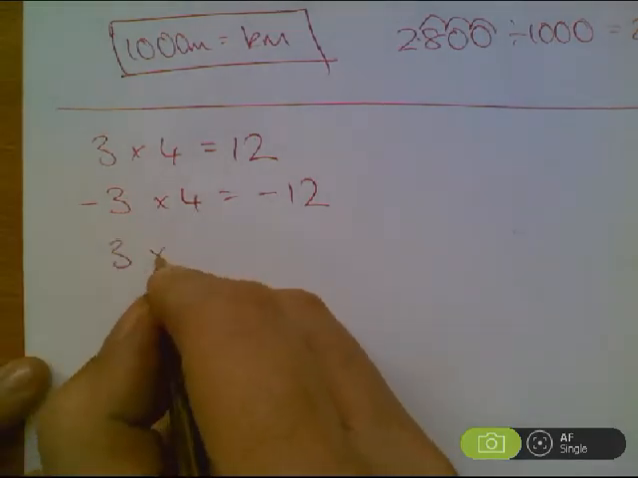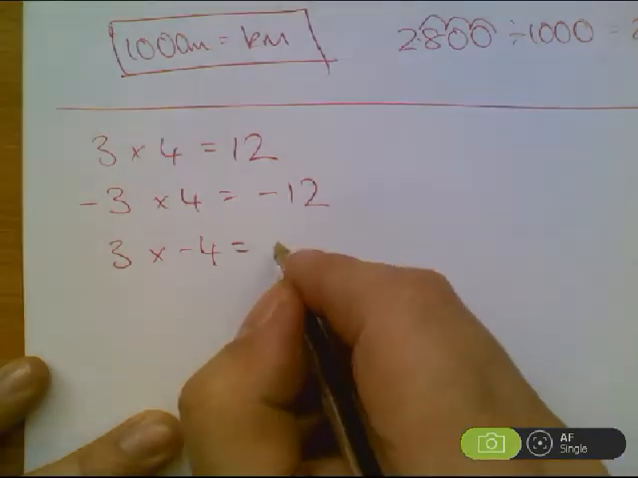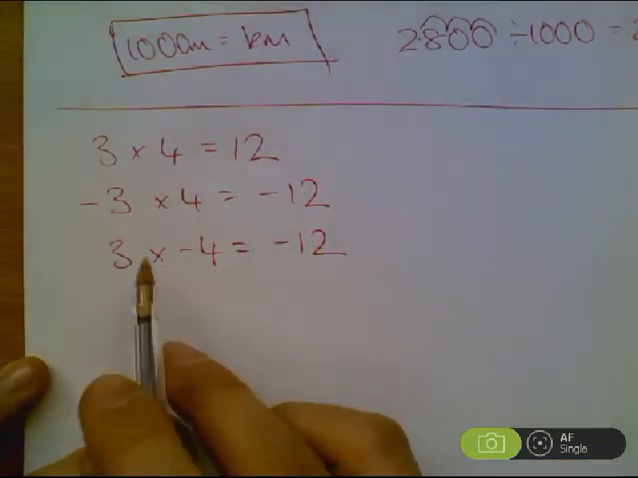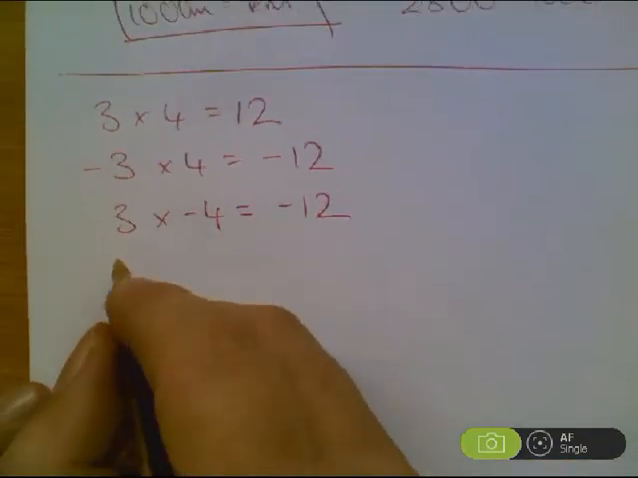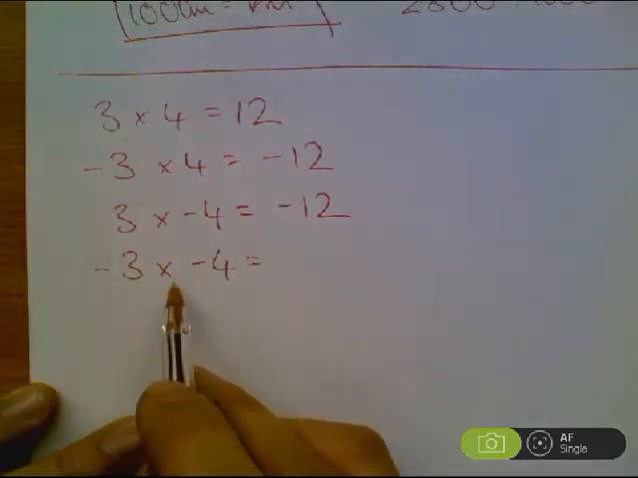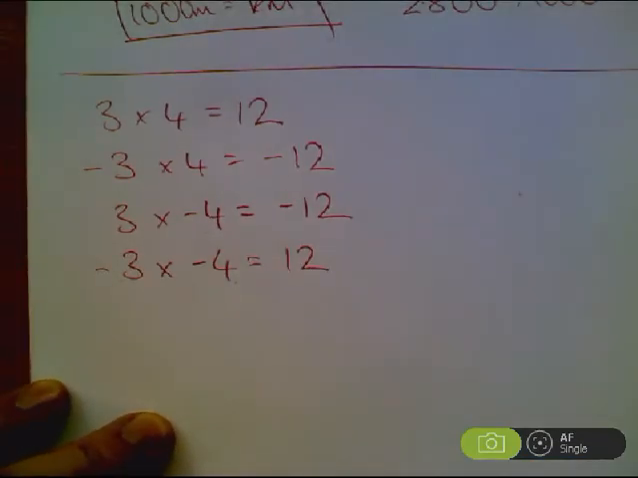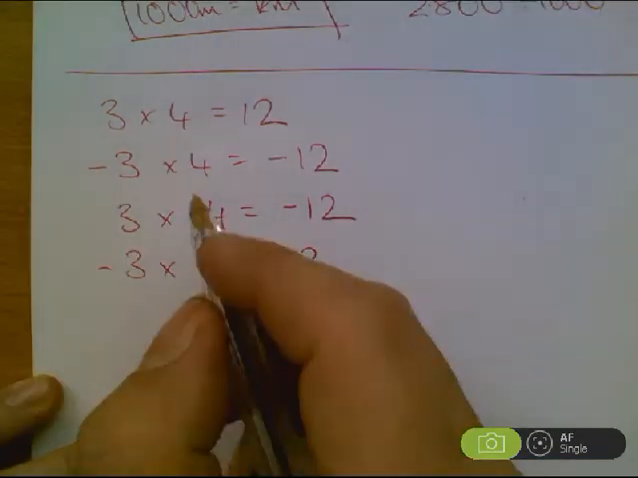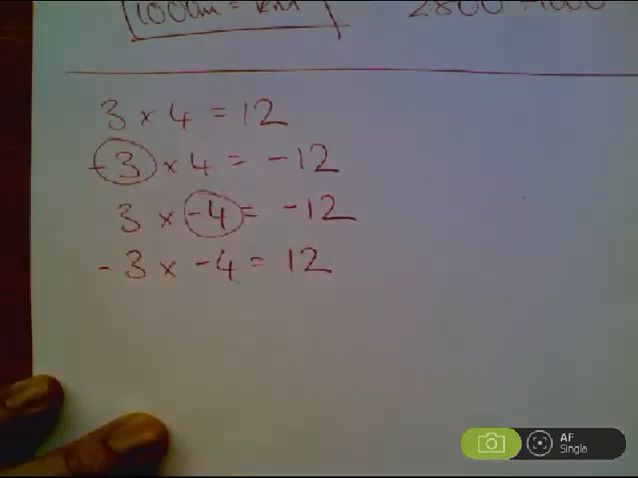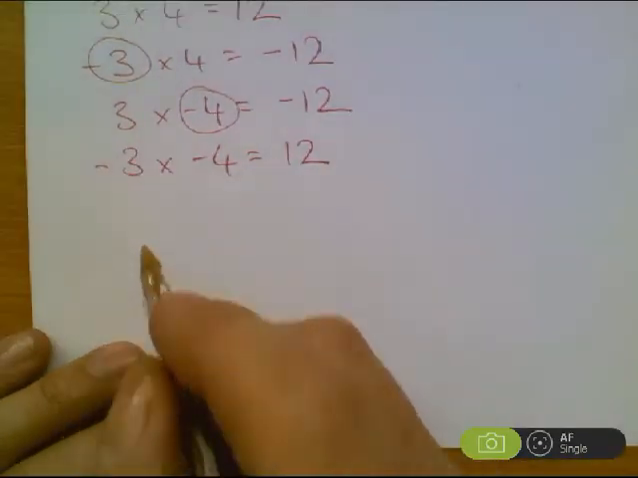And actually it doesn't matter which one is negative. So this time I've made the 4 negative. So long as one of them is negative, the answer is negative. The strange thing is that when both numbers are negative, so minus 3 times minus 4, then I go back to having a positive answer. So just keep in mind that it's when there is one negative that I get a negative answer, otherwise I get a positive answer. And that's important when I am squaring numbers.